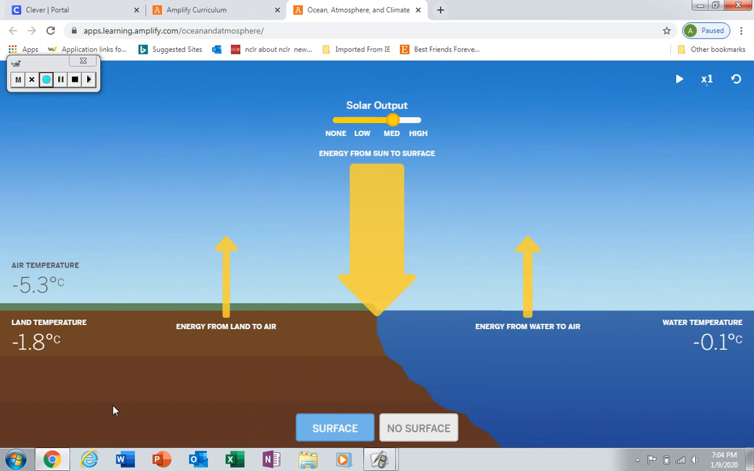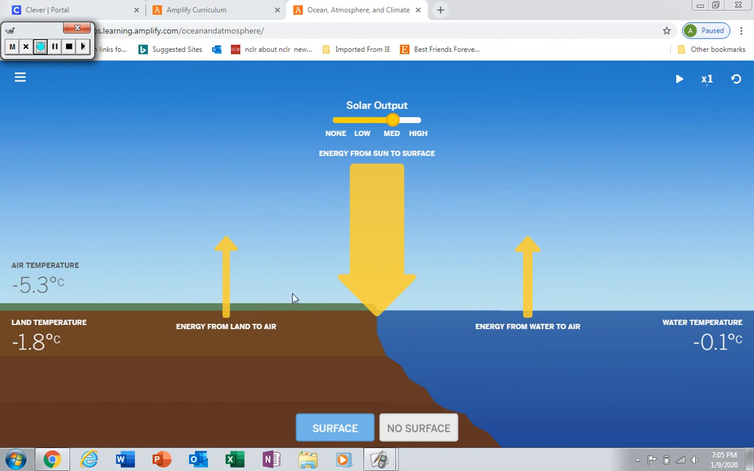Hopefully you remember this. This is from the Ocean, Atmosphere, and Climate unit. And what we've got going on here, let me show you what we have set up. So this is a surface versus no surface test. And we have a solar output here. I'm going to set it to medium.